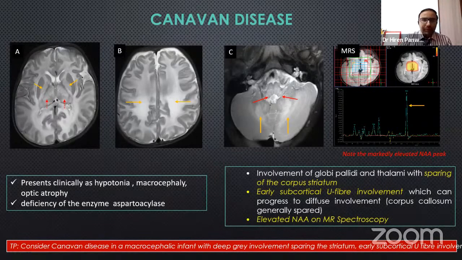Then moving on to another disorder which can have globus pallidus hyperintensity, the Canavan disease. In Canavan disease, they can have subcortical or diffuse white matter involvement with typical globus pallidus and thalamus involvement. They can involve the brainstem and cerebellum also. The disease presents with macrocephaly and hypotonia with optic atrophy. And here, an additional clue is that if you do MR spectroscopy, you will see a marked disproportionate elevation of NAA. So we have to consider Canavan disease whenever we see a macrocephalic child with deep gray involvement which is sparing the striatum, and if you see some subcortical white matter involvement.